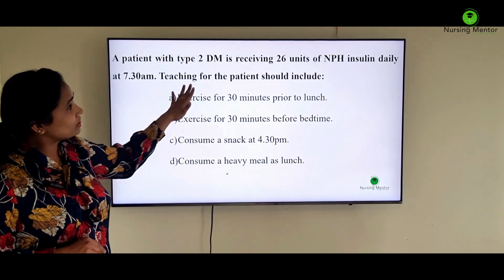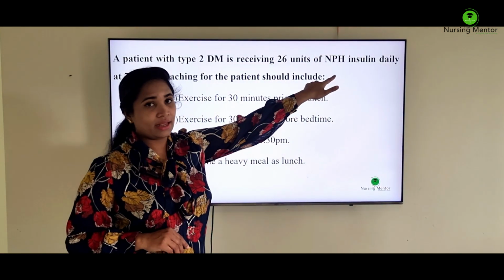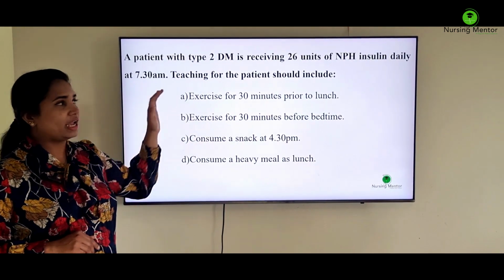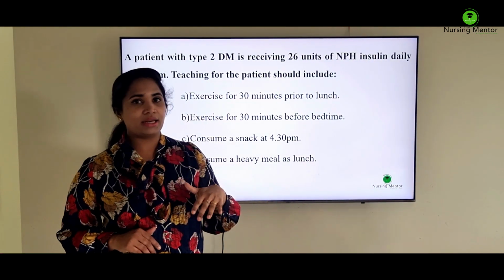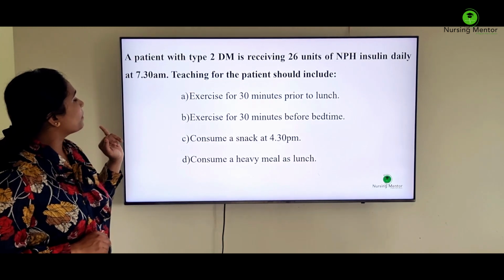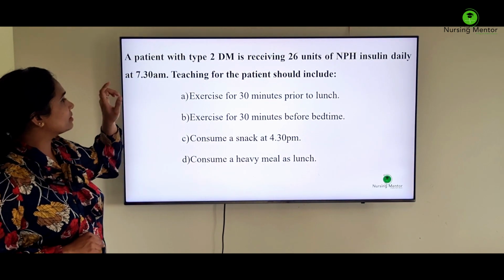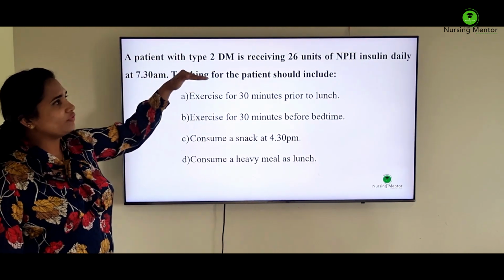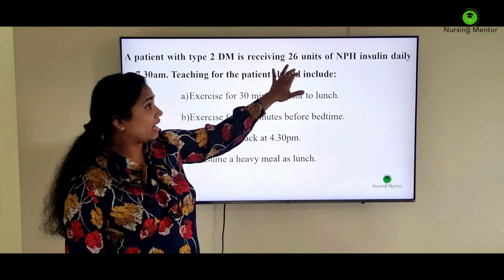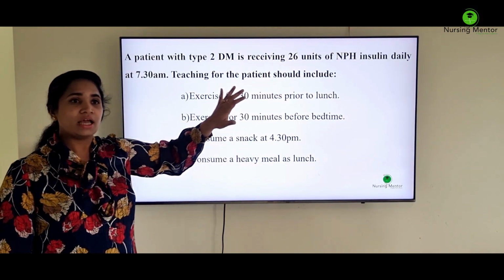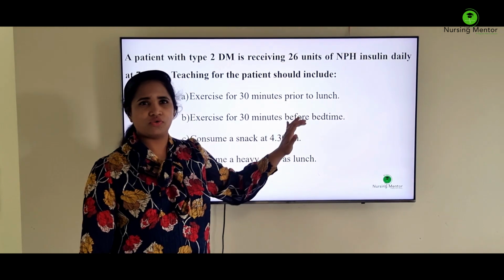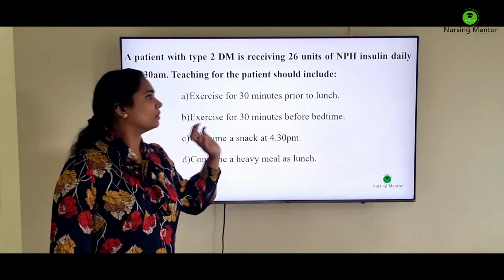The patient is receiving NPH insulin daily, and we know from the chart before that NPH insulin belongs to the intermediate acting insulin. And because he is taking the insulin at 7:30 a.m., the action of NPH insulin peaks at the 8th hour. So there is a chance for hypoglycemia around 4 o'clock or 4:30 p.m.